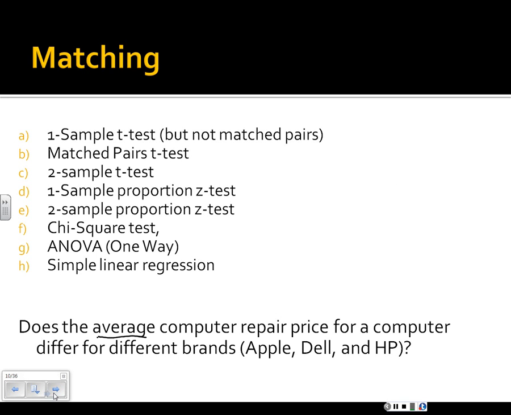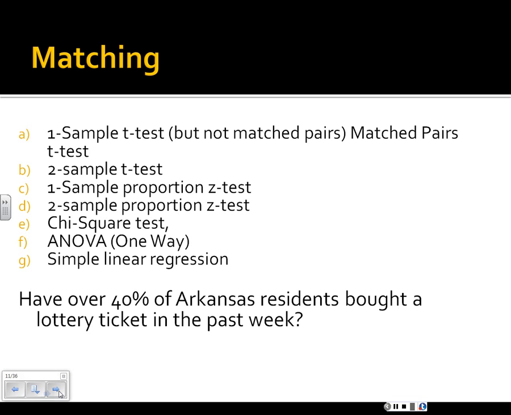Average, 3 groups. Have over 40% bought a lottery ticket in the last week. There's just one sample, and it's asking about a percentage, which is the same thing as a proportion. So that's going to be one sample proportion.